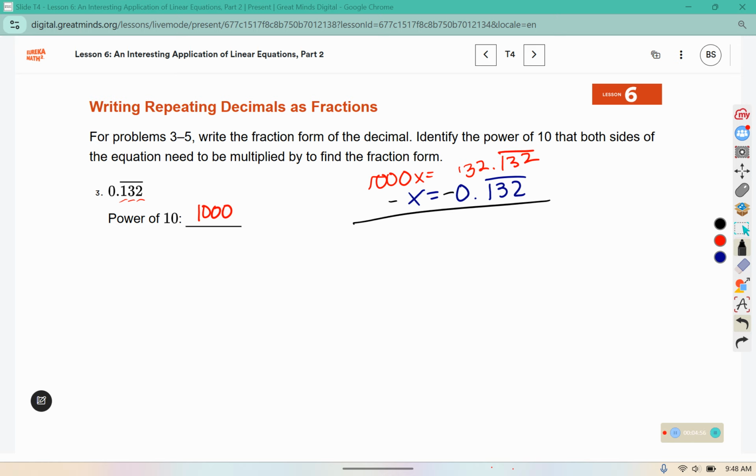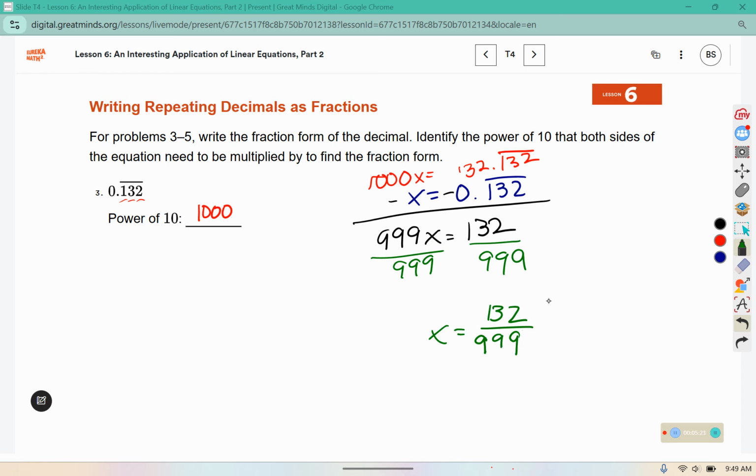1,000x minus x is 999x. 132.132 repeating minus 0.132 repeating is 132. Then we can divide both sides by 999, leaving us with x and the fraction form of that repeating decimal.